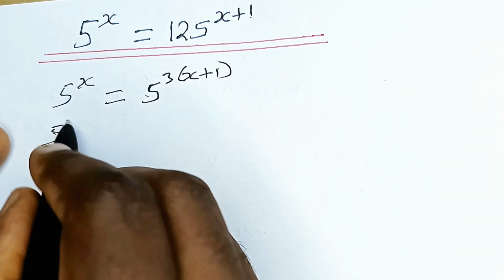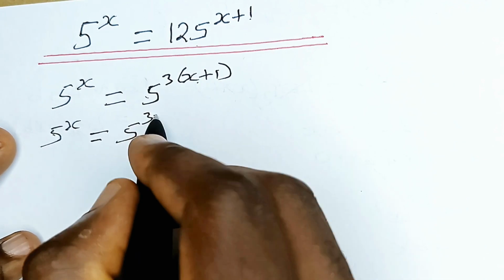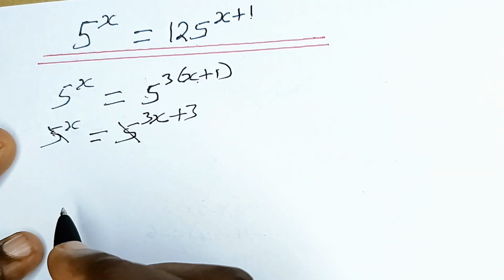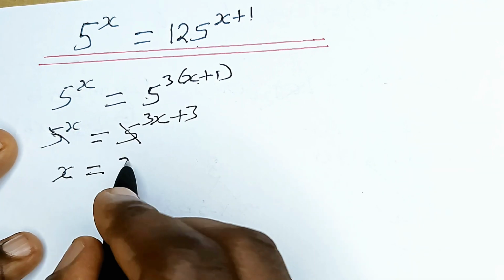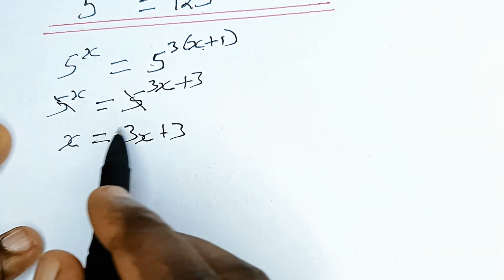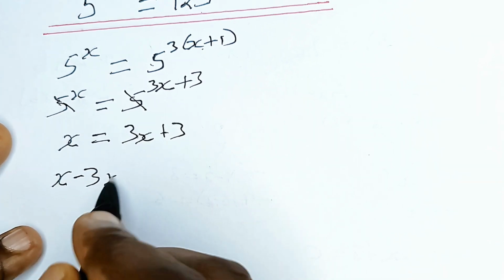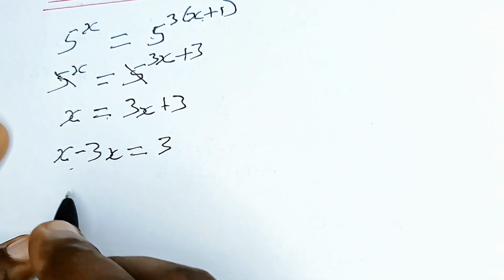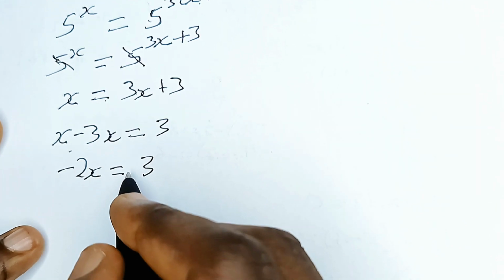Furthermore, we have 5 raised to the power of x is equal to 5 raised to the power of 3x plus 3. These are similar bases, which cancel each other. So we have x equal to 3x plus 3. Collecting the like terms, this comes over here. We have x minus 3x is equal to 3. x minus 3x gives us minus 2x is equal to 3.